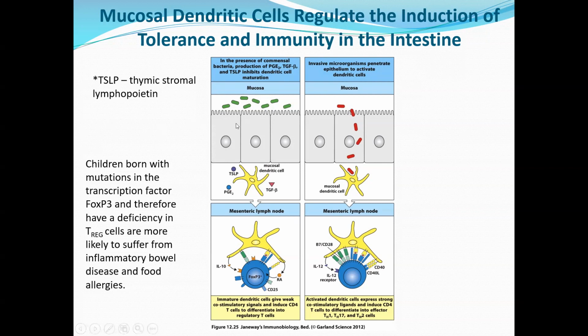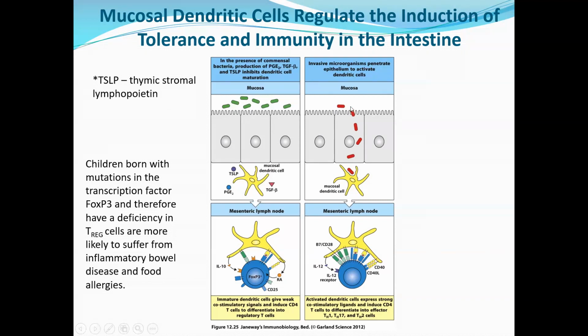So the production of these so-called M2-like dendritic cells is through the production of various signals and chemicals produced by epithelial cells, such as this TSLP or thymic stromal lymphopoietin, TGF-beta, and prostaglandin E2, which can induce this dendritic cell into this M2-like regulatory inducer.